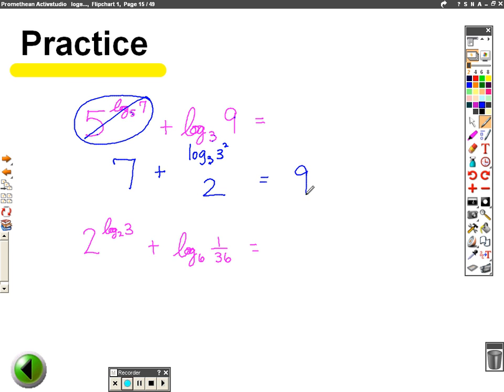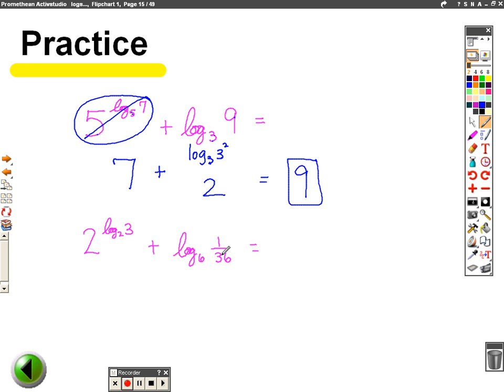equals 9. All right, so I'm going to give you these interesting things like this, and you're going to tell me, oh, that's just 9, that's 7, that's 2, add them up, you get 9. Okay? I want you to try this one. So go ahead and hit pause, try it, and we'll talk about it in a minute.